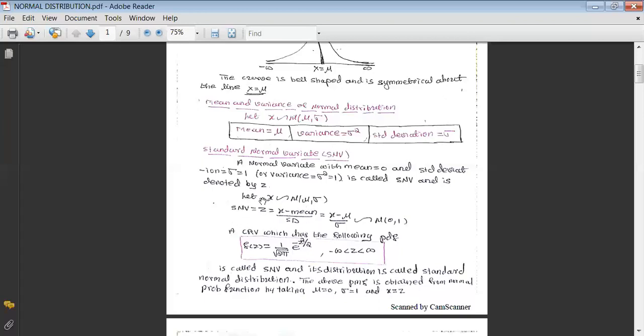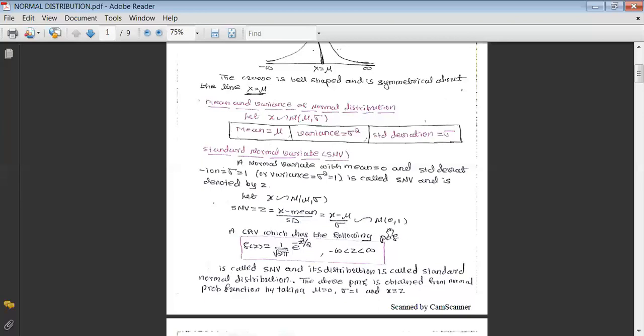That is, for a normal variate, the standard normal variate is computed as the value of the variable, that is x, minus its mean, divided by standard deviation. Therefore, this is the rule to convert normal to standard normal. That is, the value of the variable x minus its mean, divided by standard deviation.